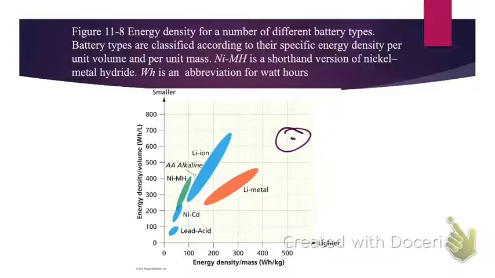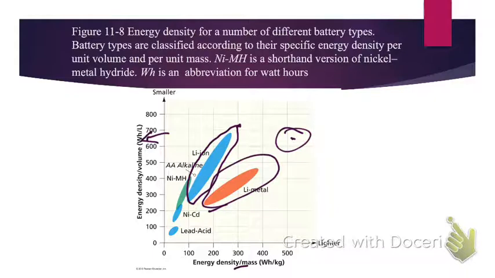The lithium-ion battery actually does quite well. This shows the variation of lithium-ion batteries, and it can get quite a high energy density per volume, as well as a reasonably high energy density per mass. In fact, the only battery that exceeds the energy density per mass is a lithium metal battery, but it does not have the energy density per volume that the lithium-ion battery does.